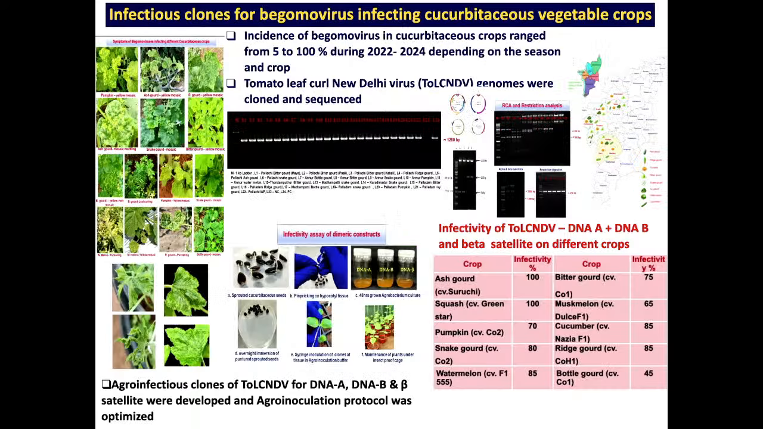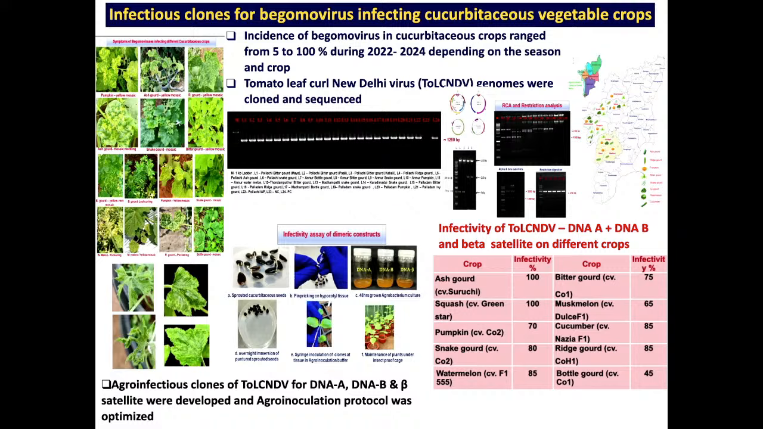With this background, we developed the infectious clones for the cucurbitaceous Begomovirus, one of the cucurbitaceous tomato leaf curl New Delhi viruses. We developed the agroinfectious constructs, and the agroclones were inoculated on different cucurbitaceous crops, including tomato, in order to know the host range. We could get nearly 10% infection in some cases, like ash gourd and squash. On tomato we could get more than 90% infection by this infectious clone.